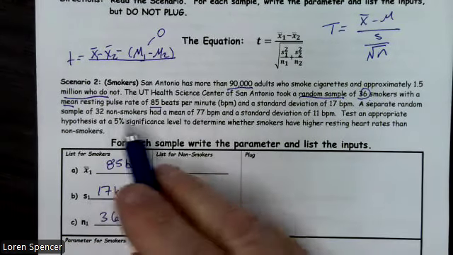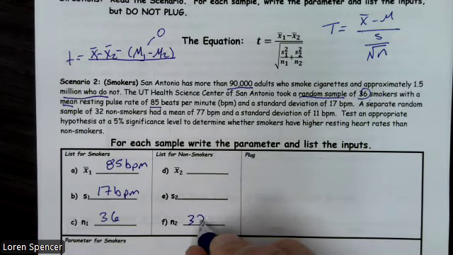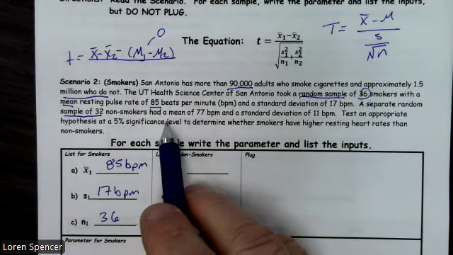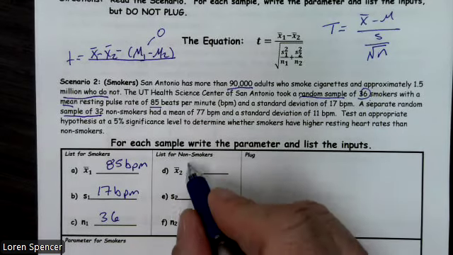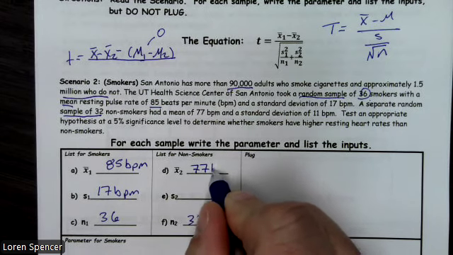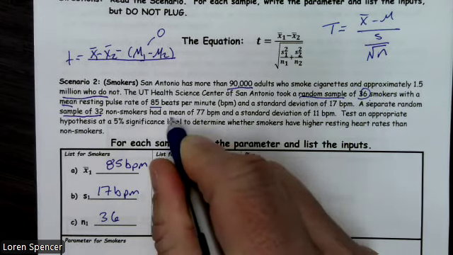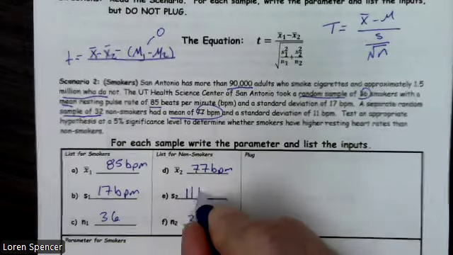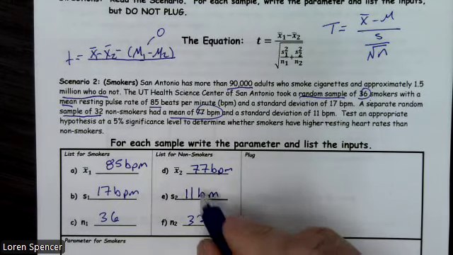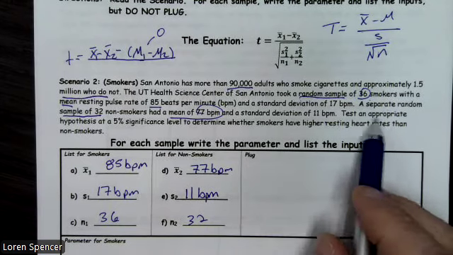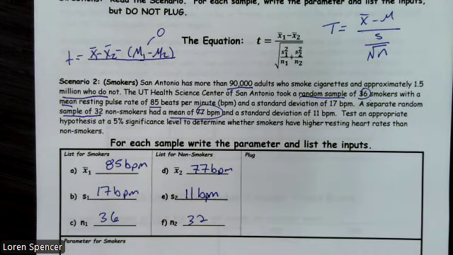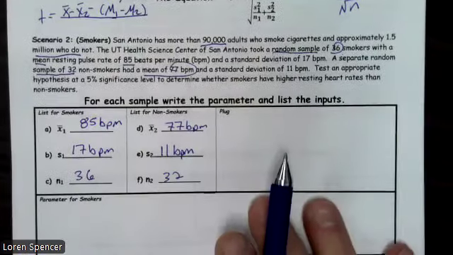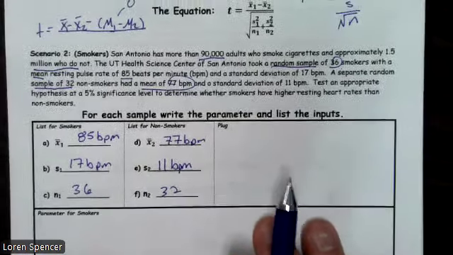A separate random sample of 32 non-smokers had a mean of 77 beats per minute and a standard deviation of 11 beats per minute. Test an appropriate hypothesis at a 5% level. We're not going to do the testing right now. And matter of fact, I know the directions say do not plug, but I'm going to go ahead and violate my own directions and plug in.